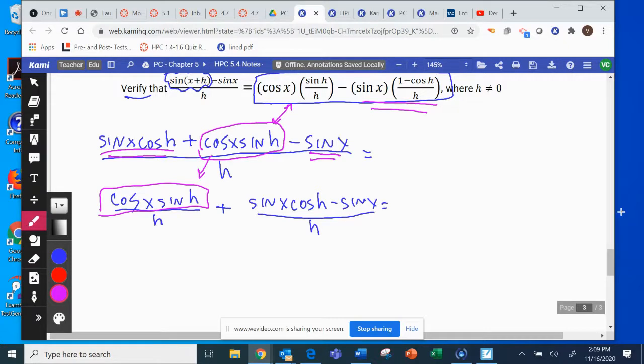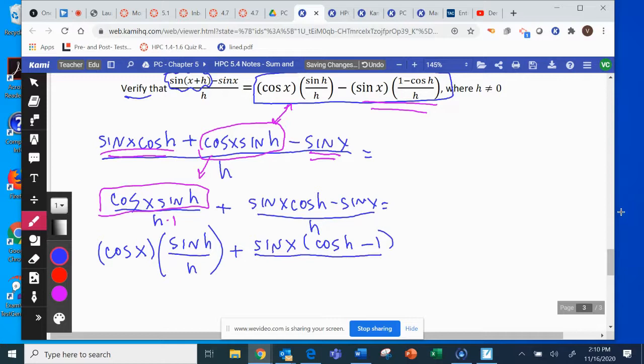So if I unmultiply the cosine and sine on the top, the h can only go with one of them. This would be like h times 1 on the bottom. The h can only go with one of them. So it's going to go with the sine. So it looks like that one. Cosine x times sine h over h. But how am I going to make the next one look correct? I've got sine that I can factor out, sine x, and then I have cosine h minus 1 over h.